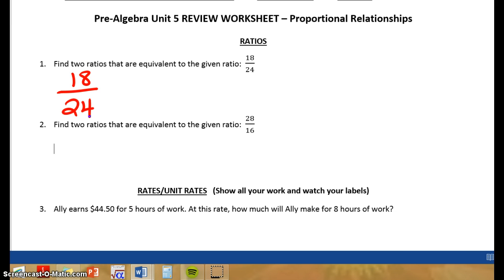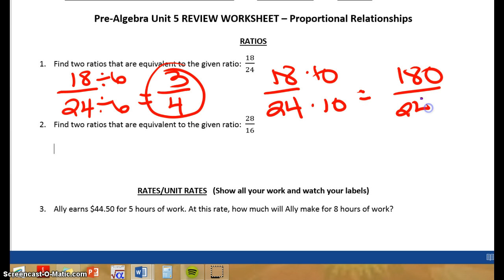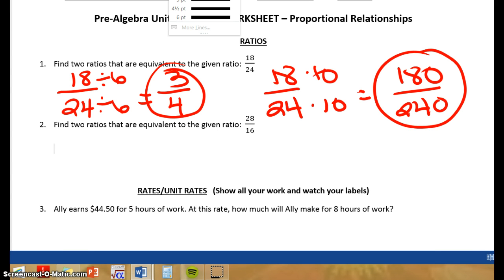So this first ratio that I'm going to come up with that is equivalent, I noticed that I can divide both numerator and denominator by 6, so I'm actually simplifying this ratio, and I'm going to make that 3/4. That is the first part of my answer. Now I'm going to start with 18/24 again, and I'm going to multiply both by 10 because that's really easy to do, multiplying numbers by 10. So it ends up getting 180 over 240. So I have two answers there, 3/4 and 180 over 240. Both are totally okay. Both are equivalent to our given ratio.